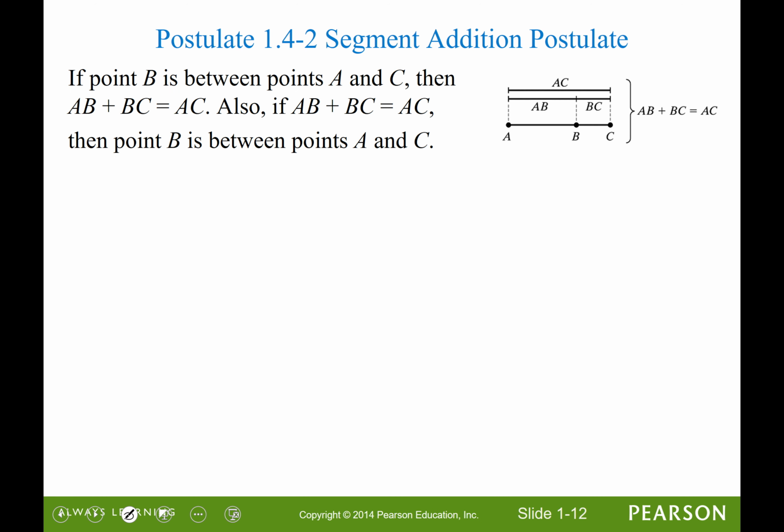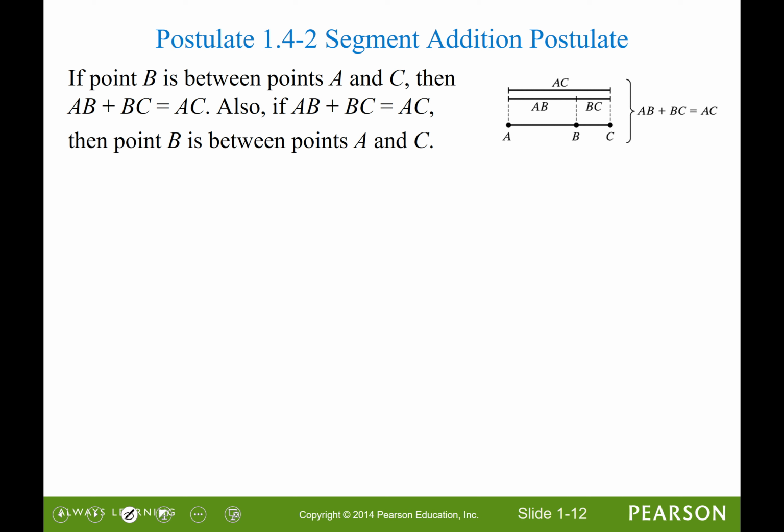All right, postulate 1.4-2 is the segment addition postulate. The postulate states that if point B is between points A and C, then AB plus BC is equal to AC. Also, if AB plus BC is equal to AC, then point B is between points A and C.